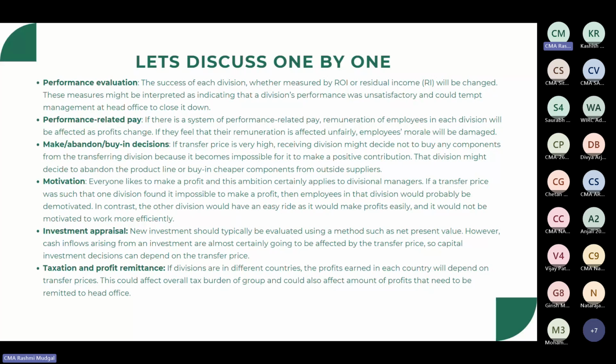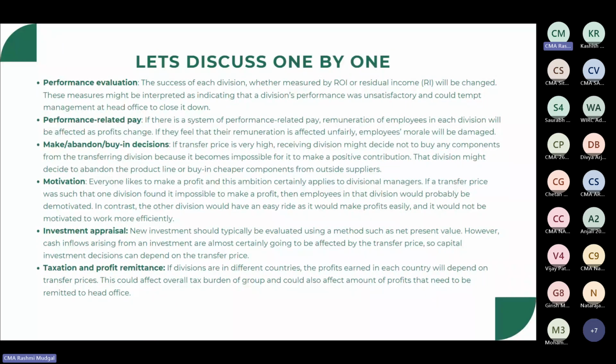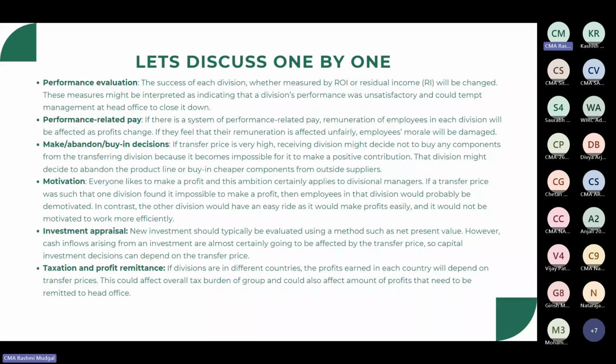Now comes the make, abandon, buy-in decision. How does this affect the decision? What happens if the transfer price is very high, even higher than my market price? Then I have to think about whether I should buy the component, make it in the company, or abandon it, or maybe drop this production.